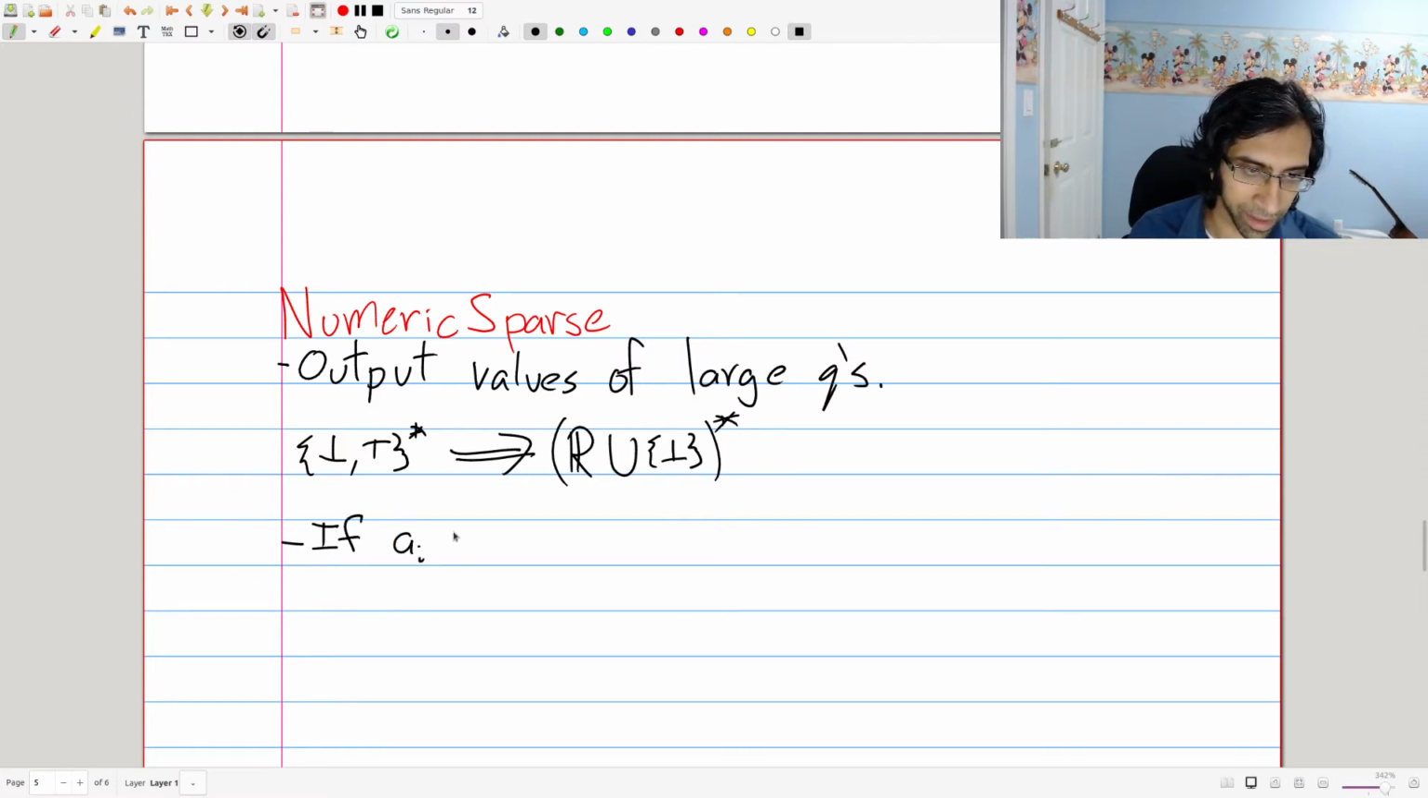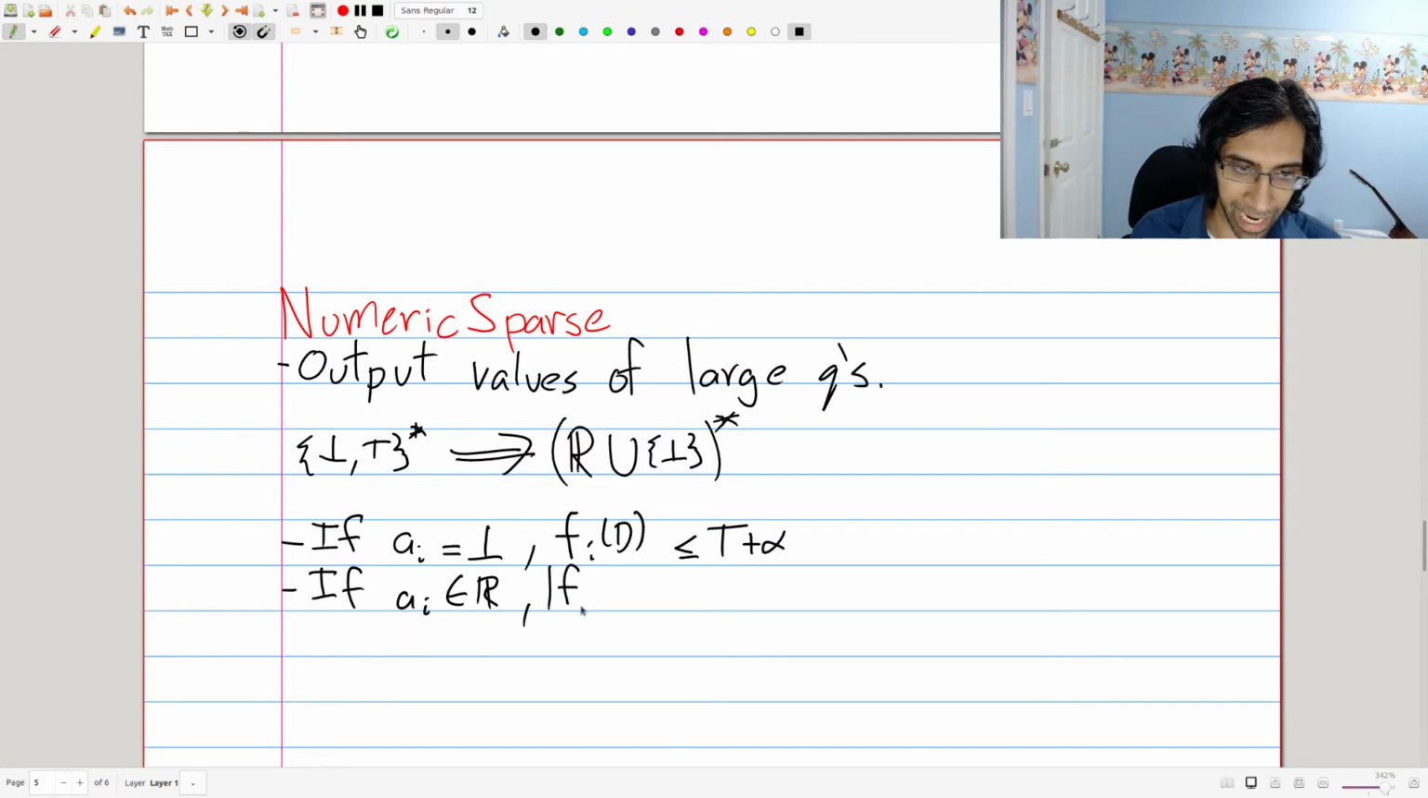If at a specific time it outputs bot, then that implies that f_i on D is less than or equal to t plus alpha. This is just the same as before: if it says small, then it's not too large. And then the other case is if a_i is a real number, then essentially it's an accurate estimate of the query. f_i of D minus a_i is less than or equal to alpha. So these are the two guarantees that we have. We estimate everything which is large appropriately.